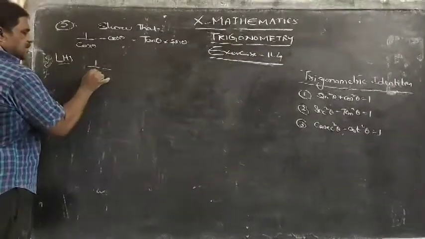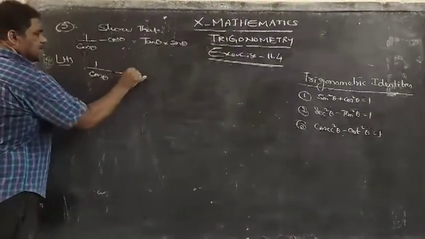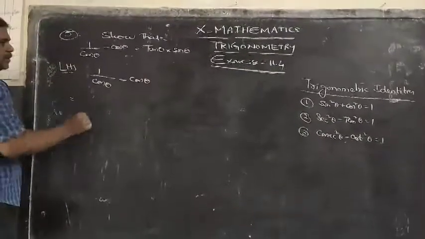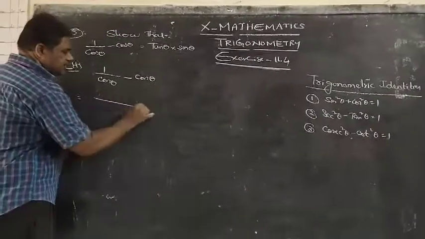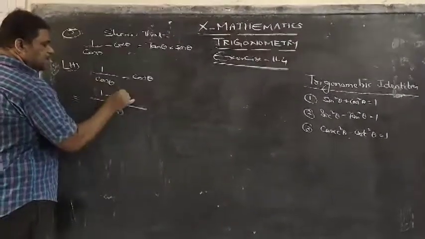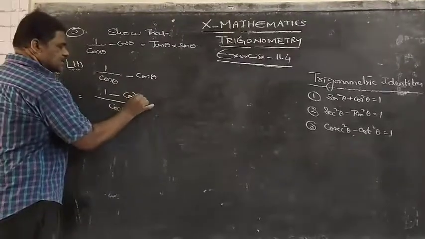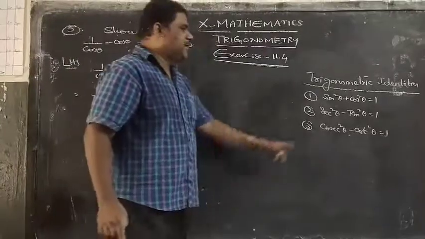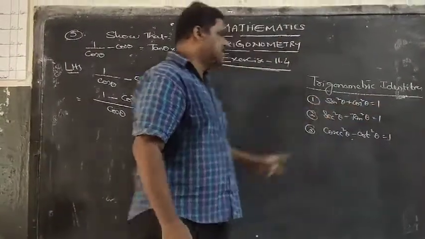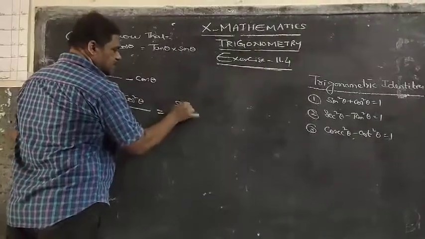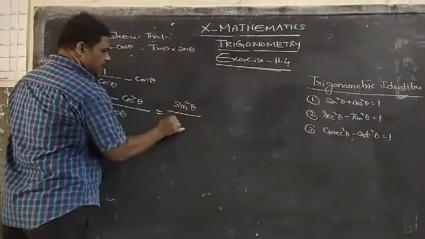Let us consider LHS. 1 by cos theta minus cos theta. Now take LCM. LCM is cos theta. 1 minus cos theta into cos theta, cos square theta. From the trigonometric identity, 1 minus cos square theta is nothing but sin square theta. So here 1 minus cos square theta, you take sin square theta by cos theta.